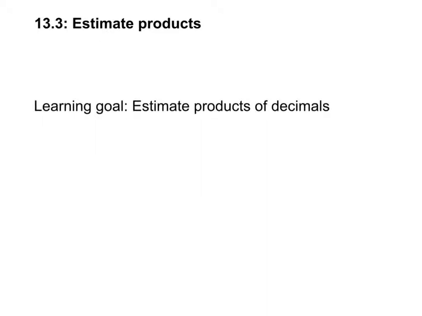So this is chapter 13, lesson 3. It's called Estimate Products. Okay, and our learning goal is to be able to estimate the products of decimals. Remind us again, what is a product? Goni? It's an answer. It's an answer to a multiplication problem. Good. A product is an answer to a multiplication problem. So today we are going to be estimating the answers of multiplication problems.